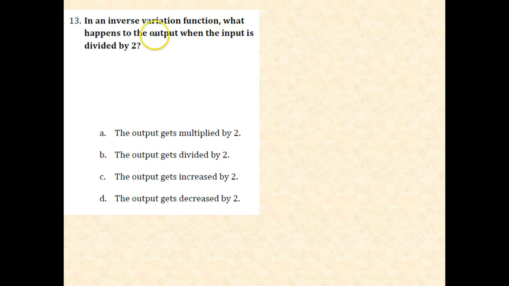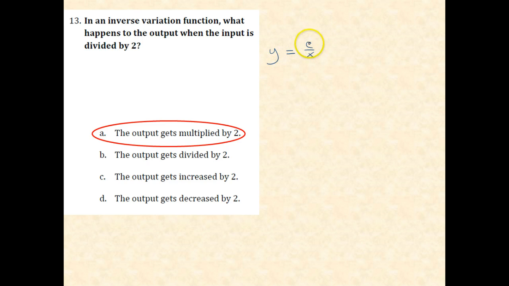In an inverse variation function, what happens to the output when the input is divided by 2? In an inverse variation function, whatever you do to the input, the inverse operation happens to the output. So if the input is divided by 2, the output is going to get multiplied by 2. And just to convince you, I'll make up an inverse variation function. Remember, 2 slides ago, an inverse variation function is y equals a constant over x, or the output equals a constant divided by the input.